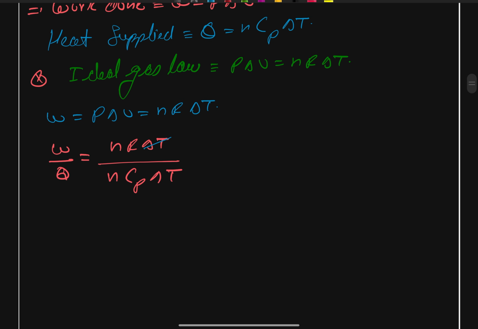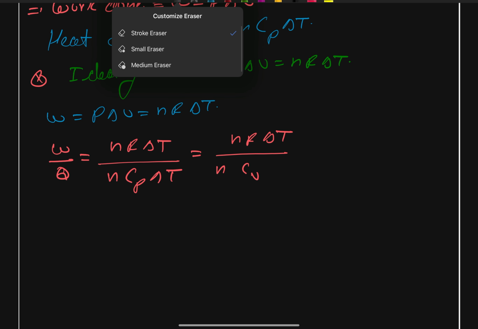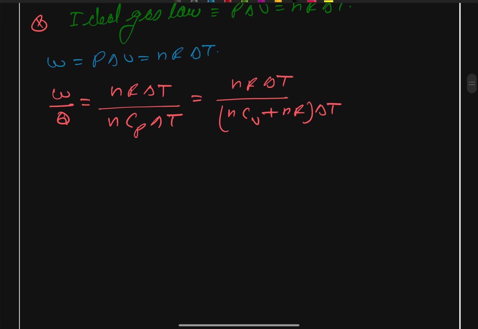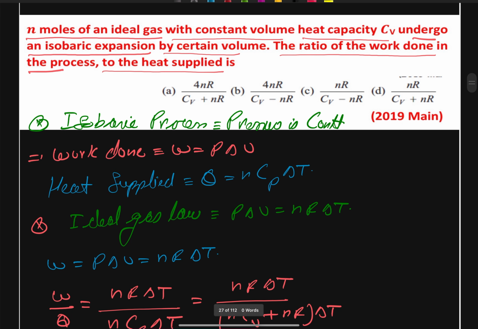So this is our delta T, so we can write this as nR delta T, and this will be n times Cv, sorry, not Cp but Cv, plus n times R, and this comes as our delta T, which can be written as R upon C of V plus R. So this is the ratio of our work done divided by the heat. So option D is correct.